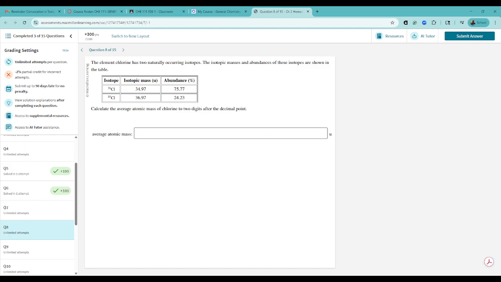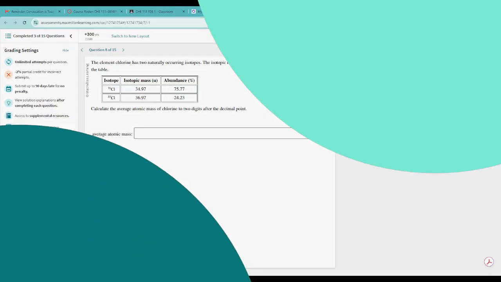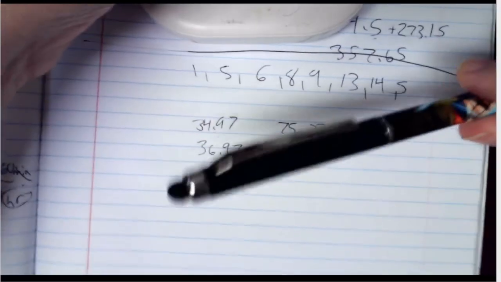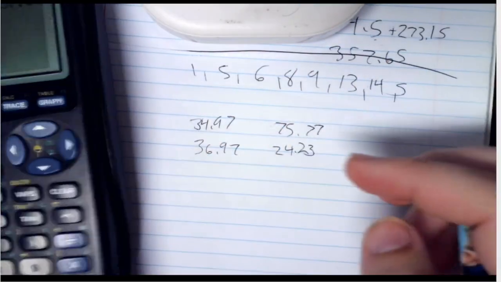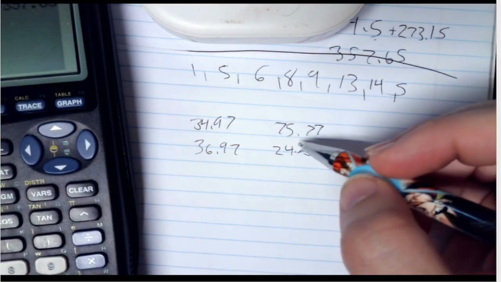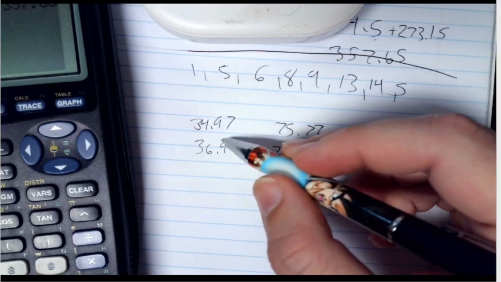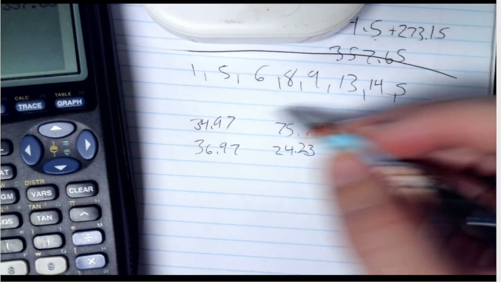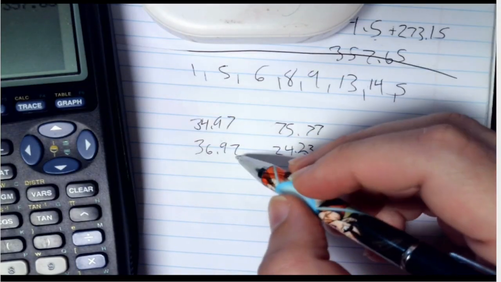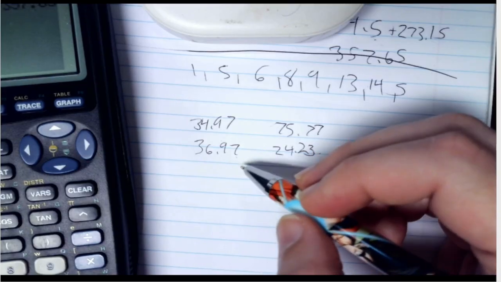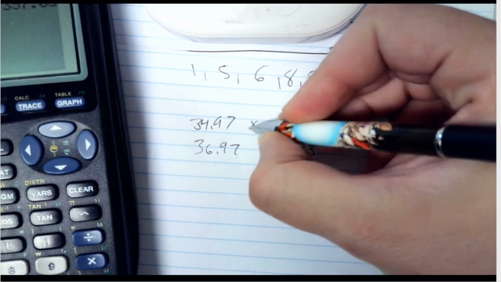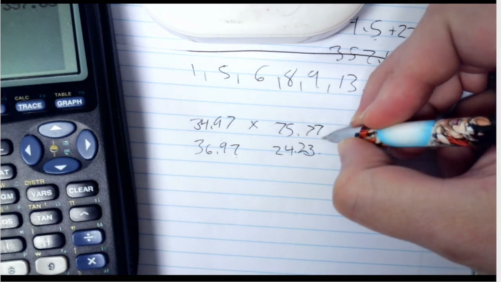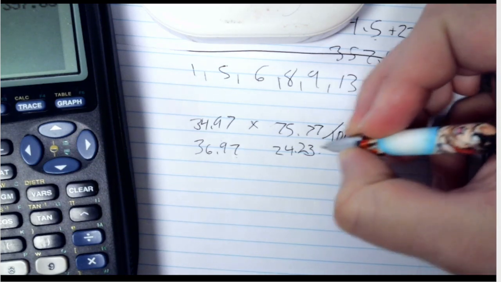Now, yeah, you can look up the answer, but that's not the point. The point is, how do we get those numbers from a periodic table? So if we have a 75% chance of getting essentially chlorine 35 and a 25% chance of getting chlorine 37, the atomic mass is going to be closer to 35. So I'm going to multiply those together and divide by 100 because these are percents.